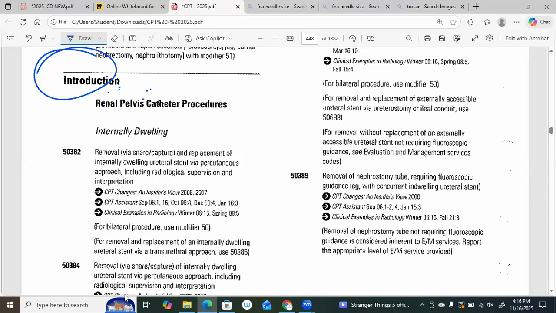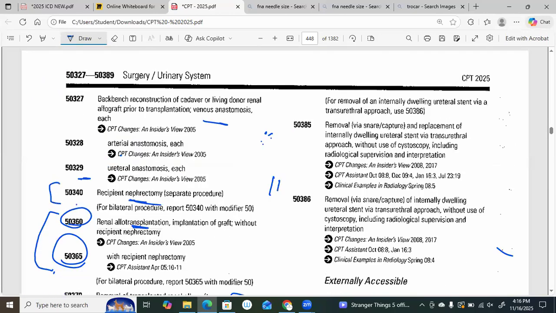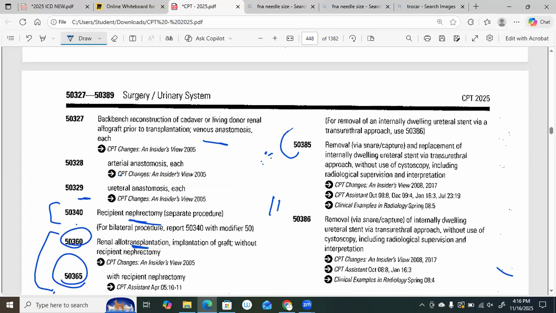Okay, so we have two types of stents: internally dwelling and the external. Internally dwelling means inserted through the internal of the ureter. So for the removal, we have these two codes. This one is removal and replacement, and this one is just a removal. Next we have removal and replacement via transurethral approach. Then this one internally via.